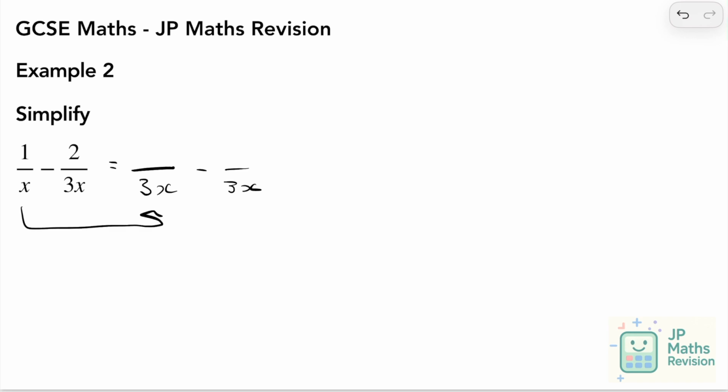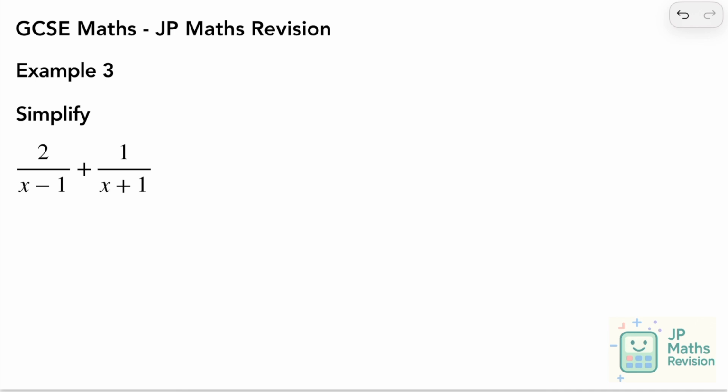Now to get from x to 3x, I times by 3. So I'm going to do the same thing to the 1. So 1 times 3 is 3. And the 2 over 3x, that's already over 3x, so I don't need to really do anything there. So then we just subtract the numerators, so 3 take away 2, that's 1, and the denominators stay the same.